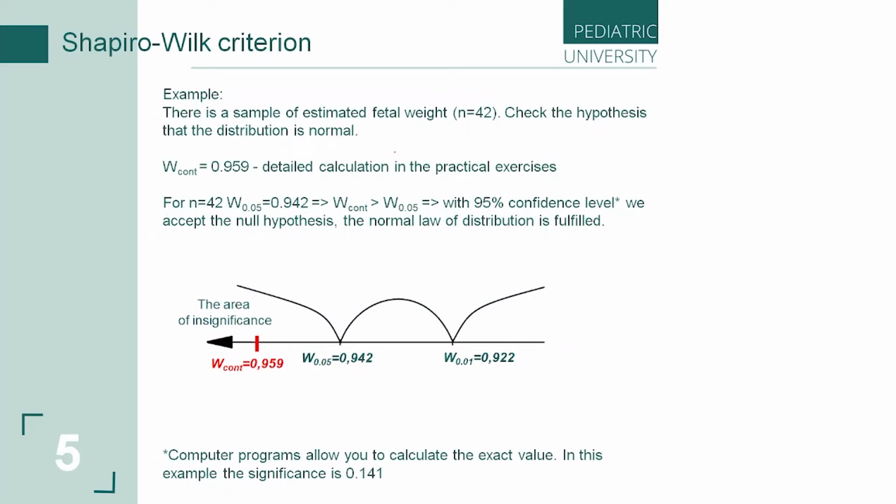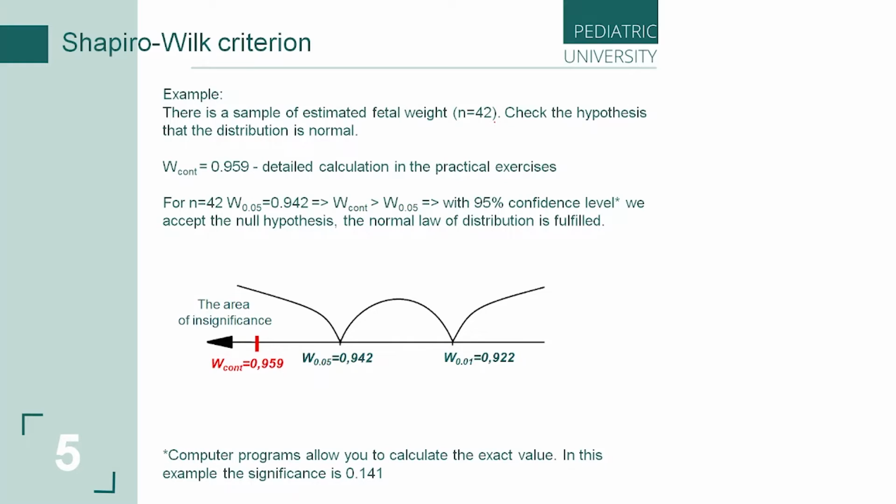I performed the calculation, and we will look at how to perform the calculations in detail in the practical exercises. In this case, it turned out that the control value of our criterion is 0.959. Next, we use the table of critical values of the Shapiro-Wilk criterion for the sample size of 42 numbers, because we have 42 items in our sample.